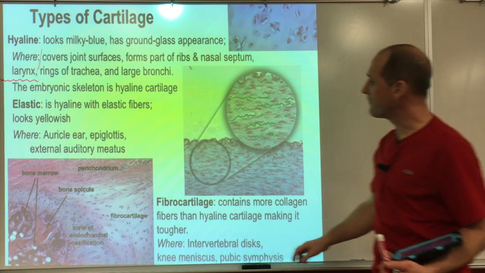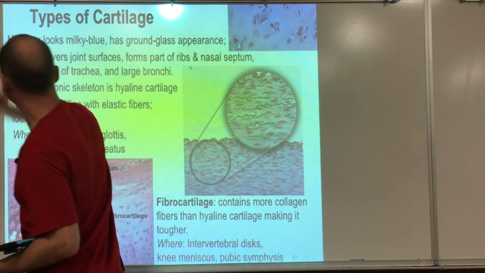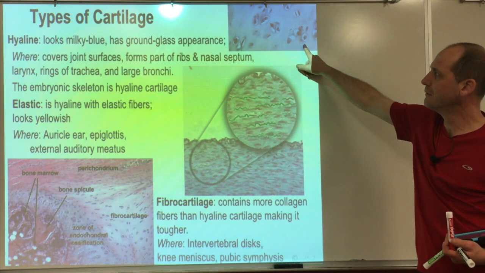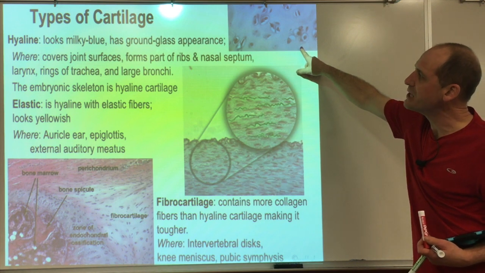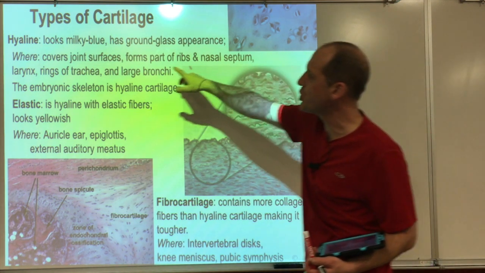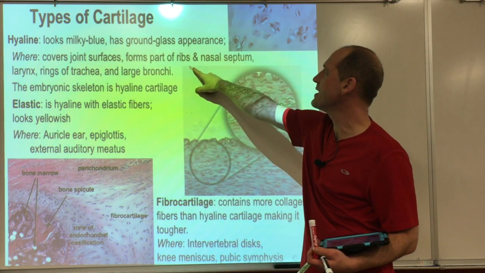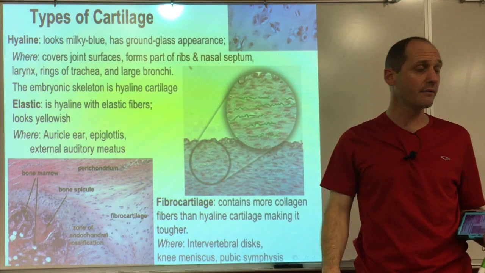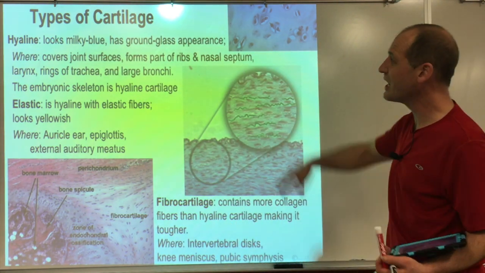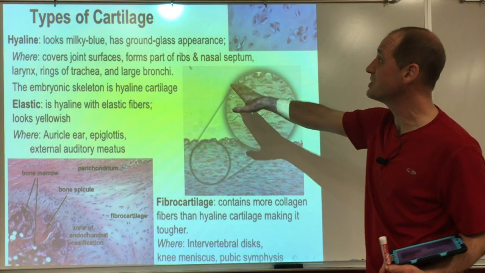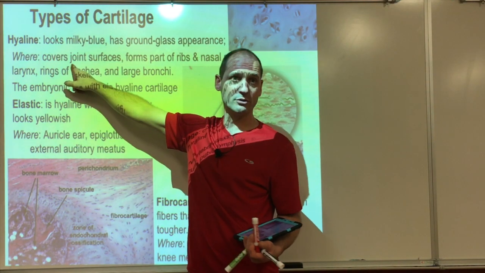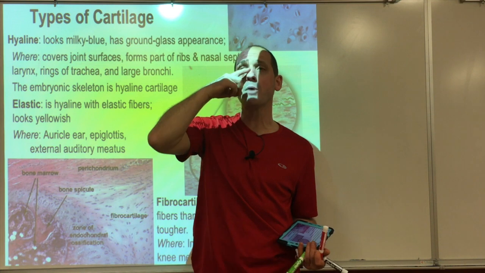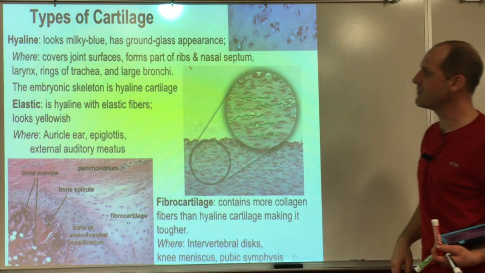So we have different types. We have hyaline cartilage, we have elastic cartilage, and we have fibrocartilage. Hyaline cartilage looks like that. Okay, ground glass appearance. Where is it? That's more important. It's the surface of joints, and it forms parts of the ribs, the nasal septum, the larynx, the rings of the trachea, and the large bronchi. Okay. Just a list of stuff. Basically, the biggest part for us is it's wherever there are the bones. The hyaline cartilage is the end of the bones. In the ribs, the end of the bones. Nose, the end of the bones. So that gets you pretty much everywhere.